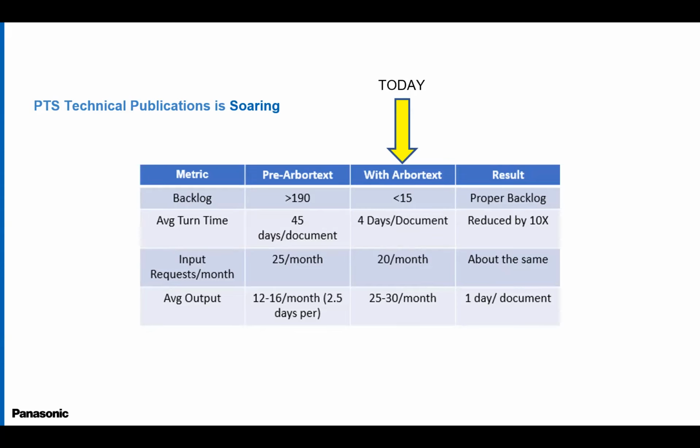Arbortext came to our rescue. We now have less than 15 documents in our backlog. Our average turn time is 4 days from a backlog standpoint. We still maintain 20 per month input from a request standpoint, and our average output has basically doubled, 25 to 30 per month.